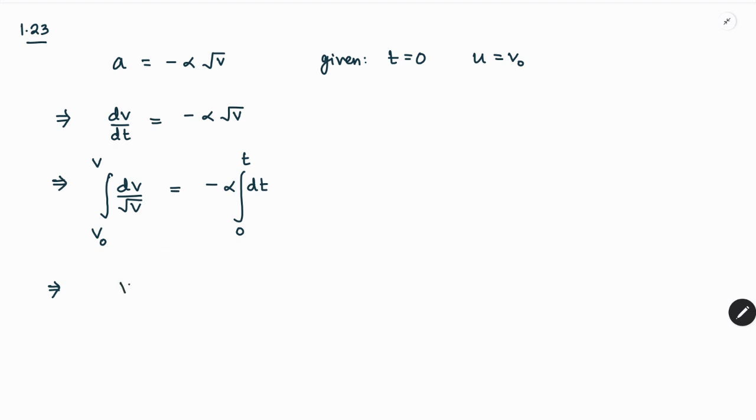So we obtain v to the power minus half plus 1, or v to the power half, divided by half, or 2 will come up, and then we have an upper limit and a lower limit, v naught and v, which is equal to minus alpha t. So over here we get twice of root v minus root v naught, which is equal to minus alpha t.